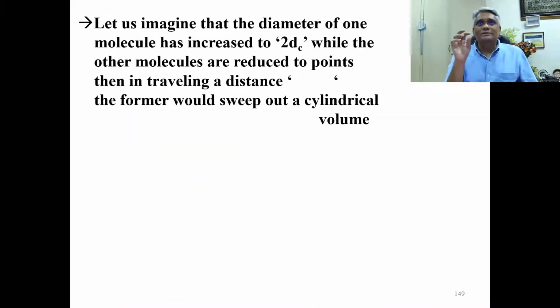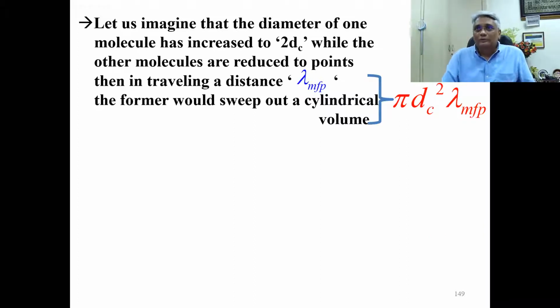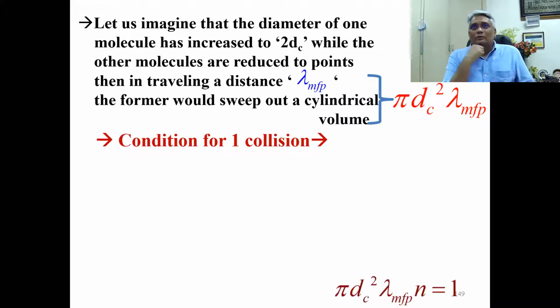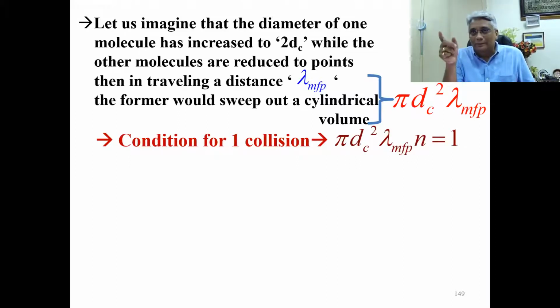Okay. Now let us imagine that the diameter of one of the molecules has increased to 2 dc, while the other molecules are reduced to point charges. So while the diameter of one increases by 2 times, the other molecules become point charges. Then in traveling a distance of the mean free path, lambda MFP, where MFP stands for mean free path, the former would sweep out a cylindrical volume equivalent to pi dc square times the mean free path. It's clear. Now the condition for one collision is that pi dc square times lambda MFP times n is equal to 1.